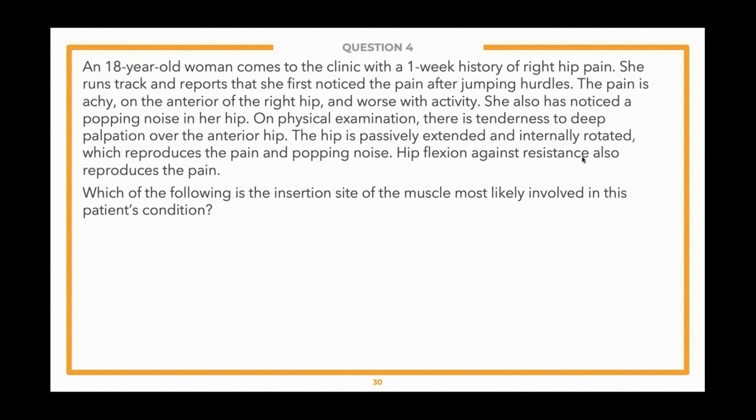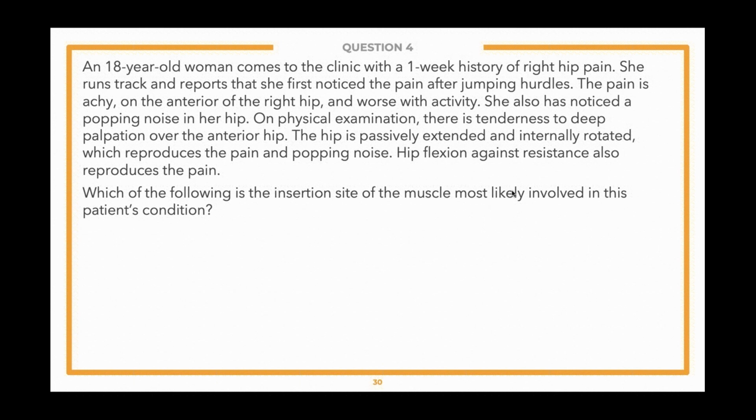Let's take a look at that vignette. An 18-year-old woman comes to the clinic with a 1-week history of right hip pain. She runs track and reports that she first noticed the pain after jumping hurdles. The pain is achy on the anterior of the right hip and worse with activity. She also has noticed a popping noise in her hip.